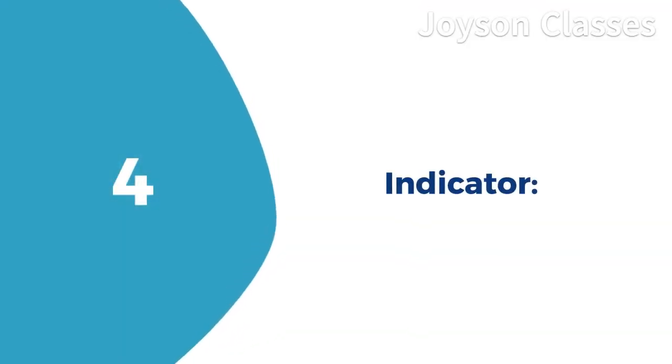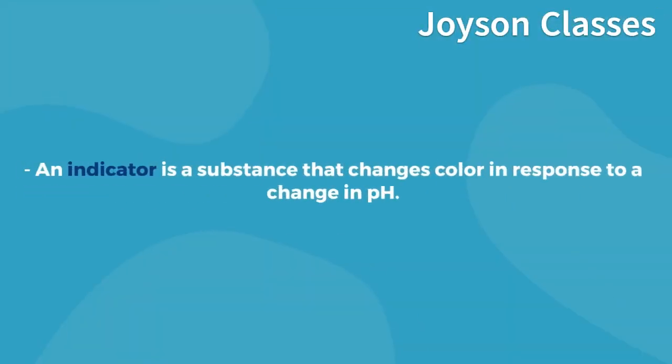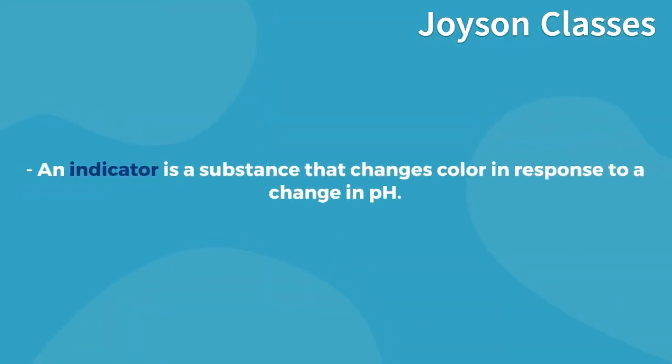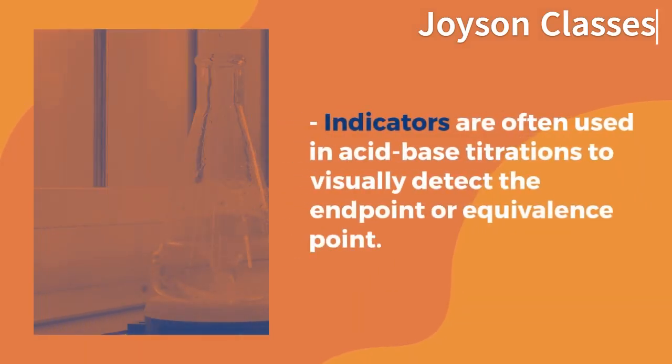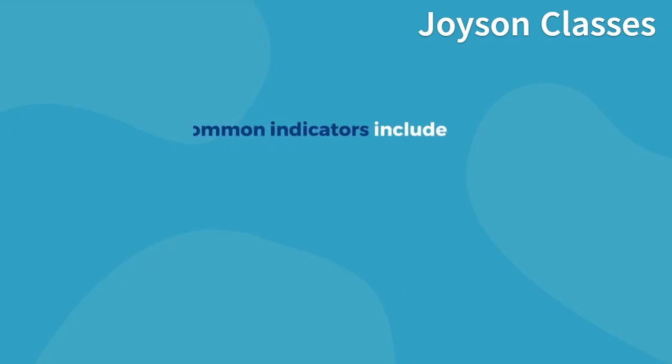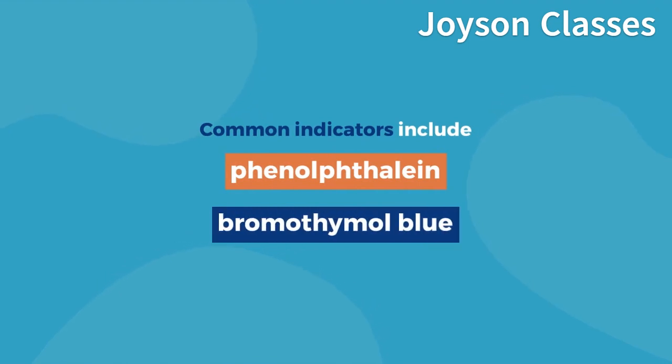4. Indicator. An indicator is a substance that changes color in response to a change in pH. Indicators are often used in acid-base titrations to visually detect the endpoint or equivalence point. Common indicators include phenolphthalein and bromothymol blue.